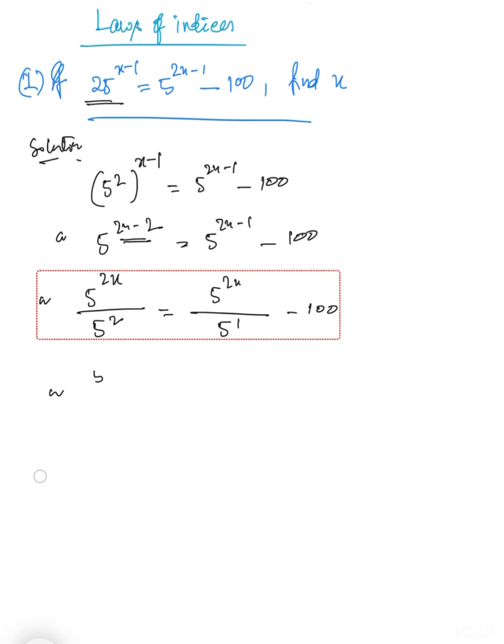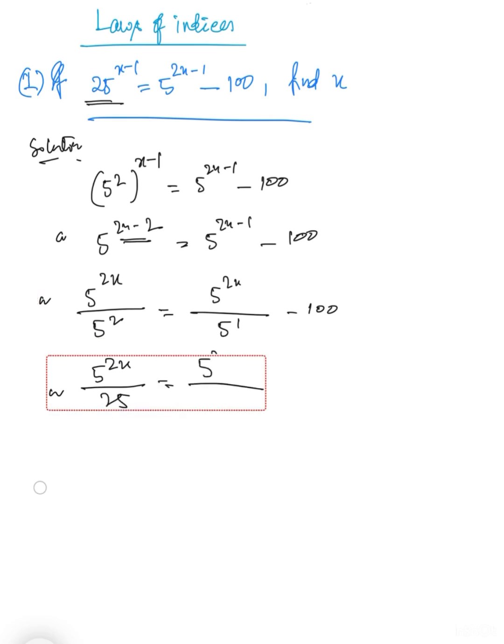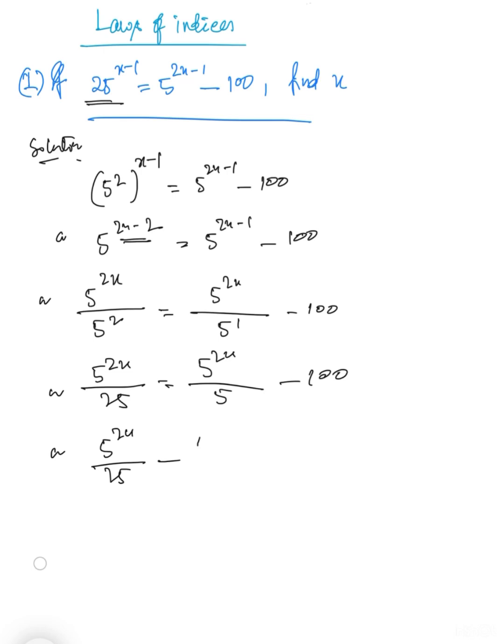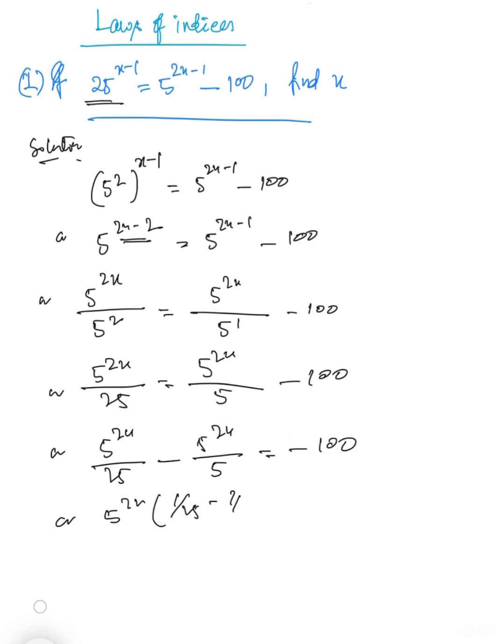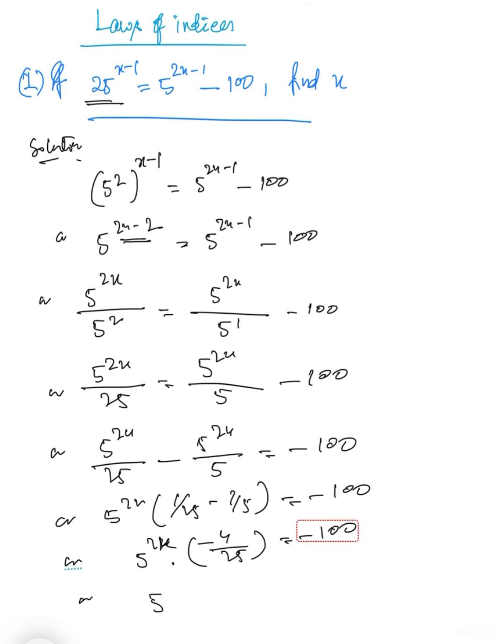Okay. So now if you bring this to the left hand side and simplify, 5 to the power 2x by 25 minus 5 to the power 2x by 5 on the left hand side equals minus 100. 5 to the power 2x is common, 1 by 25 minus 1 by 5 equals minus 100. So 5 to the power 2x into minus 4 by 25 by simplification equals minus 100.